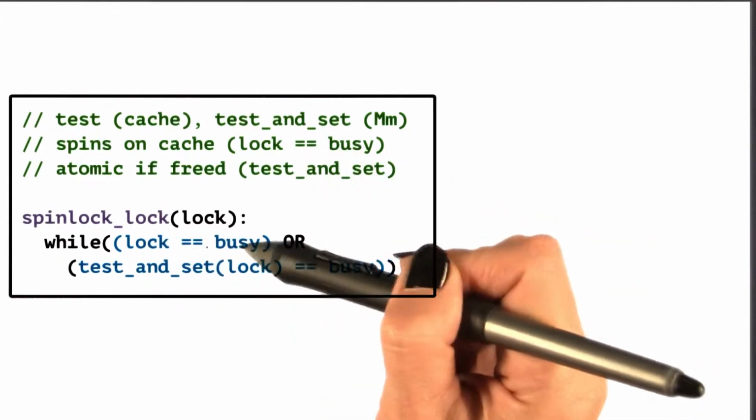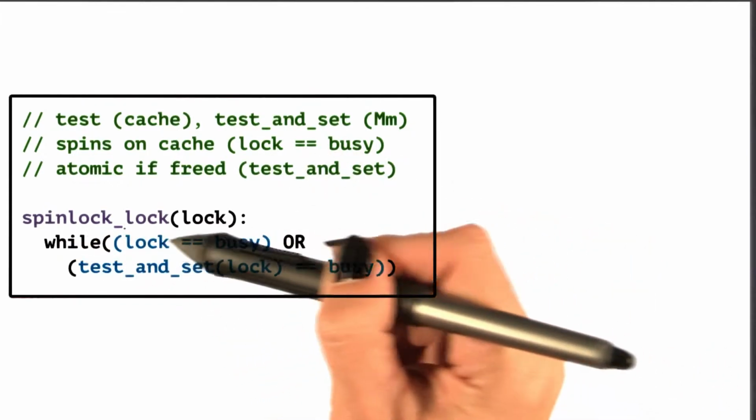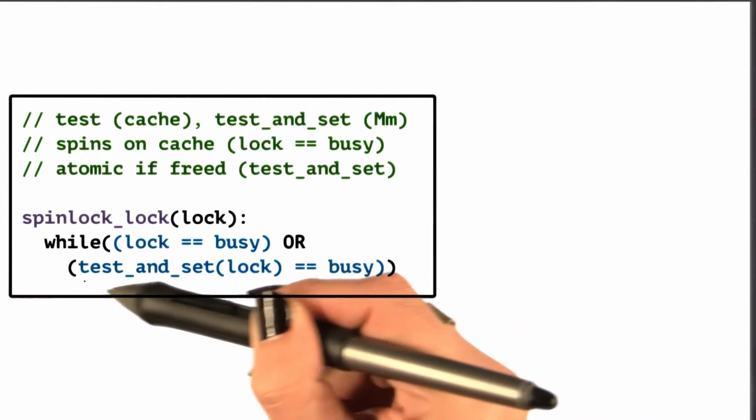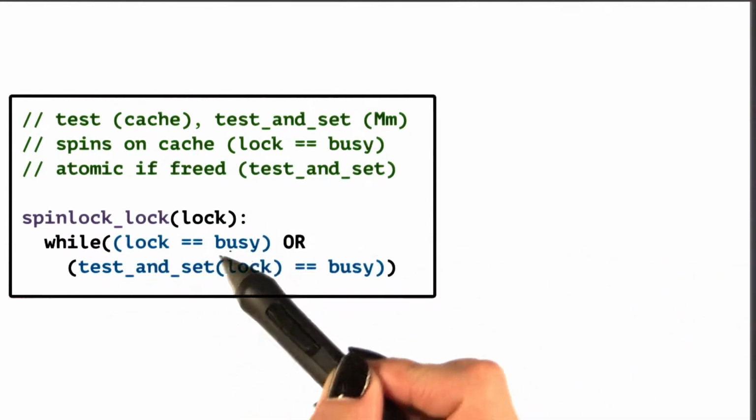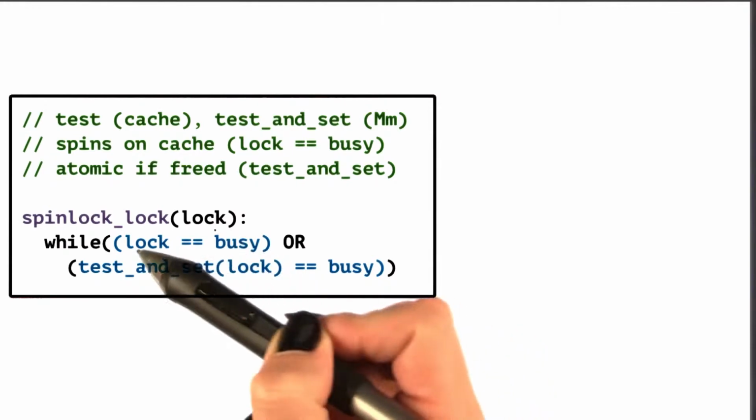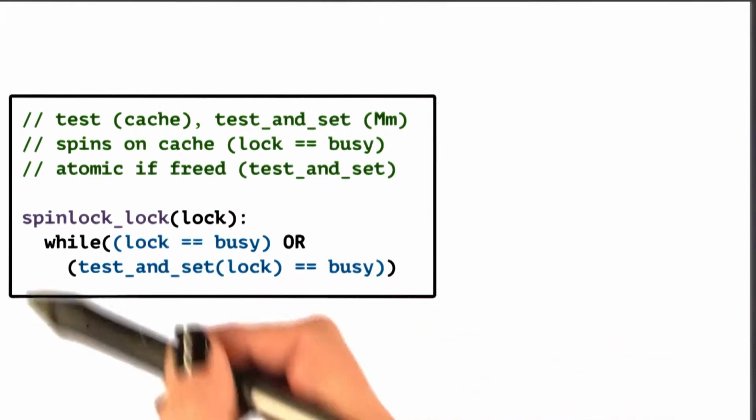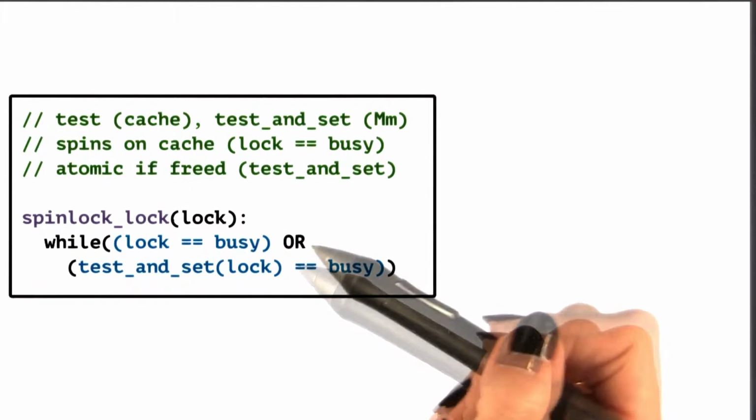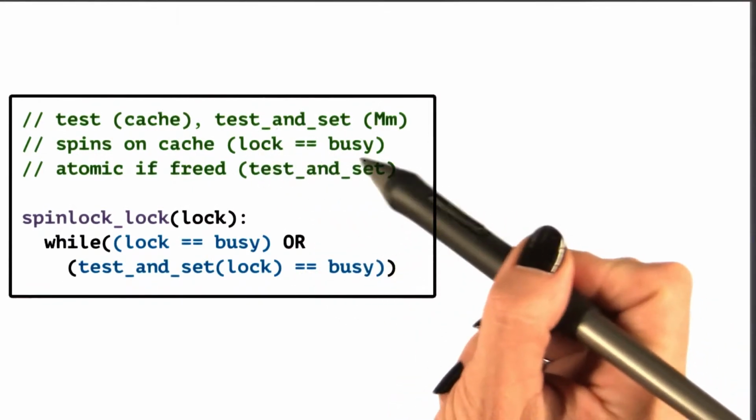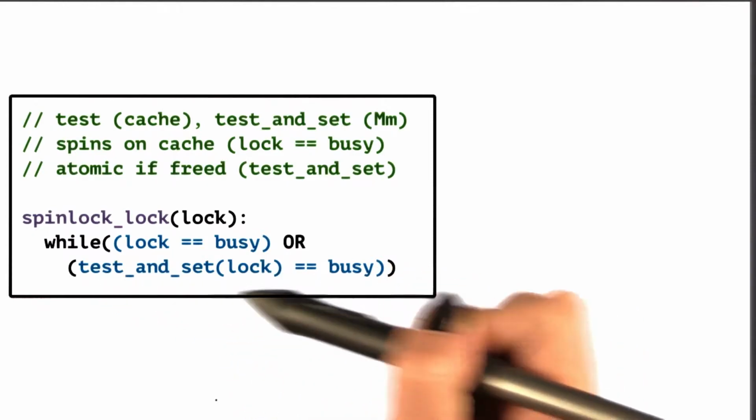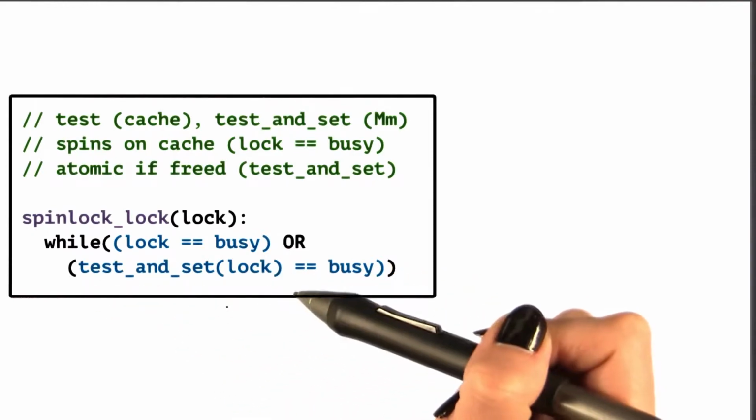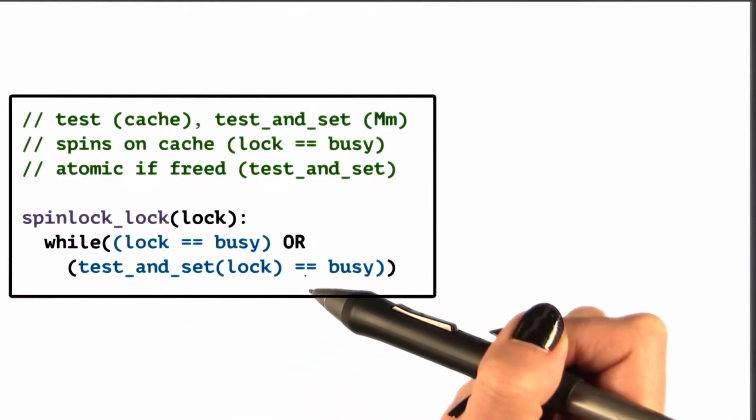As long as the lock is busy, we will stay in this while loop. We will not evaluate the second part of this predicate. So if the lock is busy, this is 1, this is true, the entire predicate is true, so we will go back in the while loop. What that also means is that as long as the lock is busy, as long as this part is true, the test and set, so the atomic operation, will not be evaluated at all. We will not attempt to execute it.